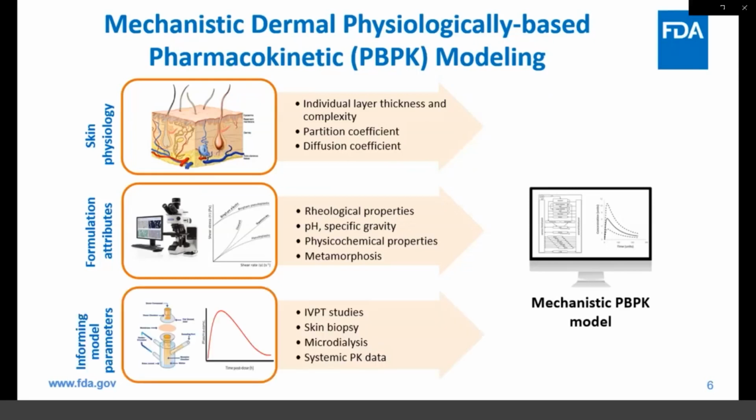The third important component of the model is the parameterization process. To estimate or refine key model parameters, we can leverage the data from IVPT studies or other suitable forms of studies such as skin biopsies, microdialysis, or systemic PK data.